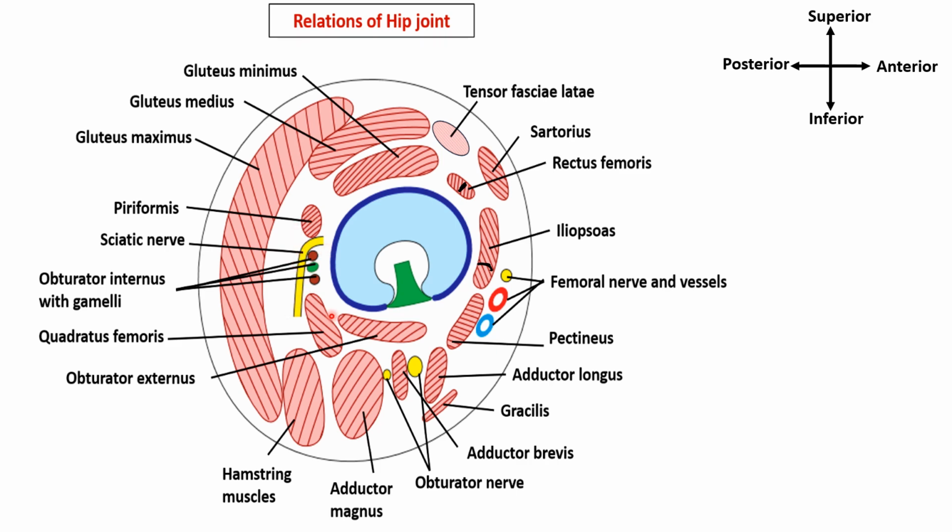Now all these structures, they are covered by a huge muscle which will be forming posterior relation of the hip joint, and that is gluteus maximus. So posterior relations are clear.